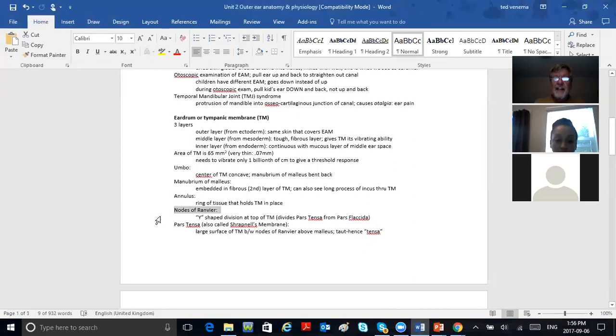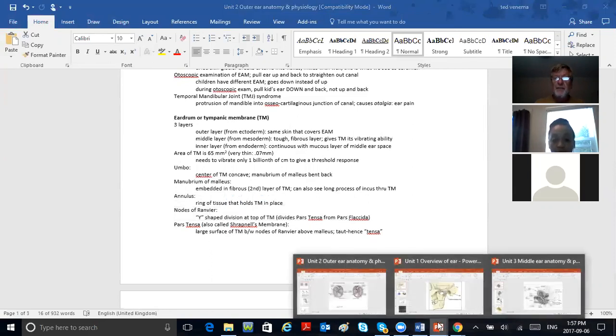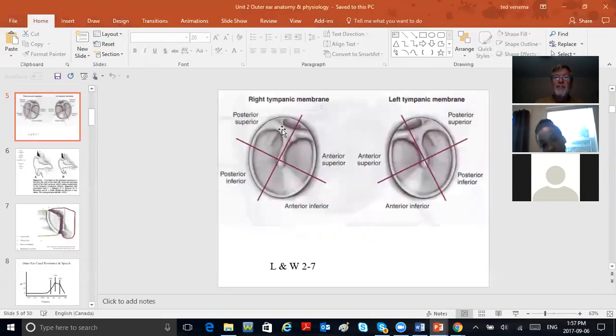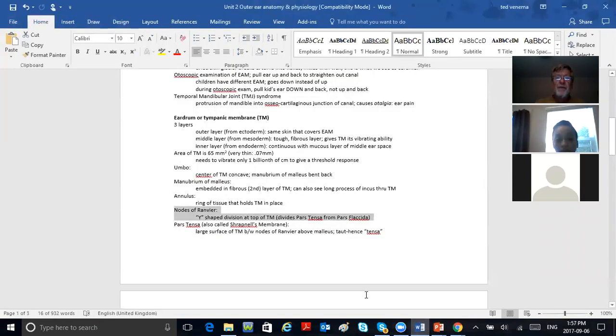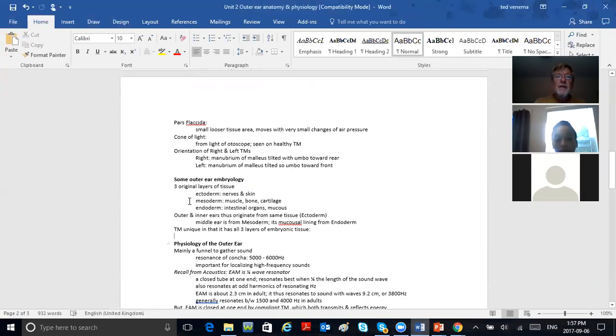Nodes of Ranvier, a Y-shaped division at the top of the eardrum that divides the pars tensa from the pars flaccida. Okay, these are the pieces and parts of the drum. Pars tensa, sometimes called Shrapnell's membrane, it's the large surface. Pars flaccida, smaller, looser tissue, moves even with very small changes of air pressure. Cone of light we've discussed. Orientation of right and left eardrums. We talked about 5 o'clock and 7 o'clock.